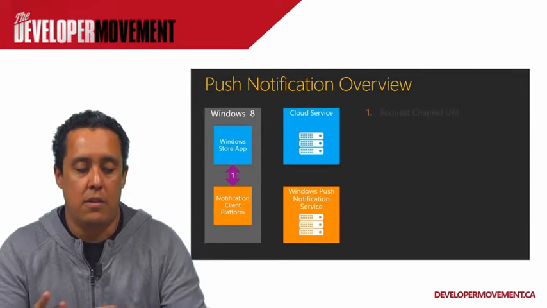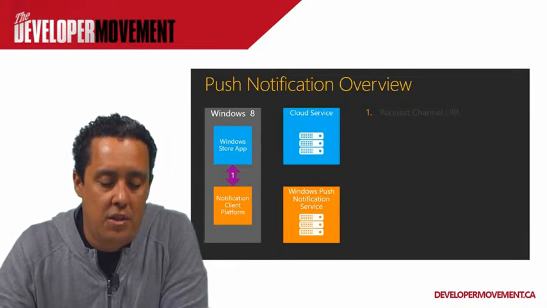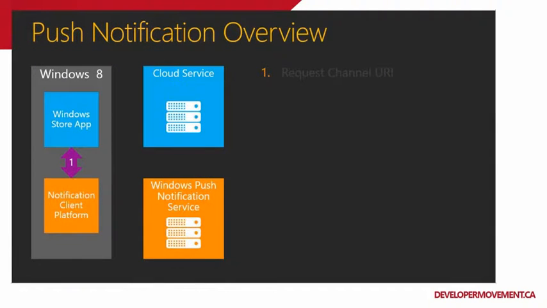Essentially, you're going to subscribe to the notification client platform within Windows 8 from your app, and then that's going to send you some data. You want to register to your own cloud service, so you want to store these values. It's going to send you a URL, a URI, some keys and things like that.